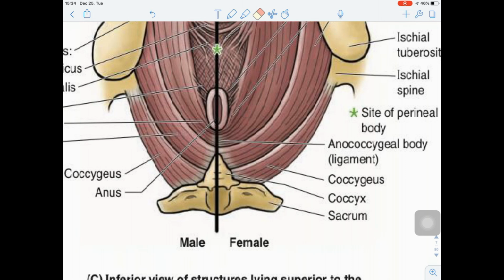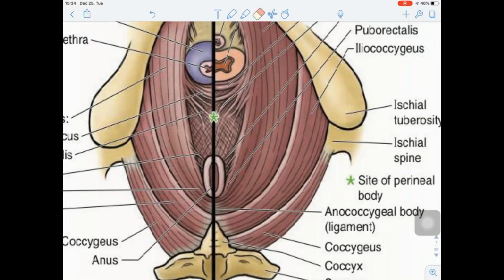It's like a raphe again, here in the midline. So the pubococcygeus muscles meet with each other to form a raphe in the midline, which is called the anococcygeal body over here. Are we good? Which muscles? Pubococcygeus muscles. Just these ones, yeah. Are we good so far?